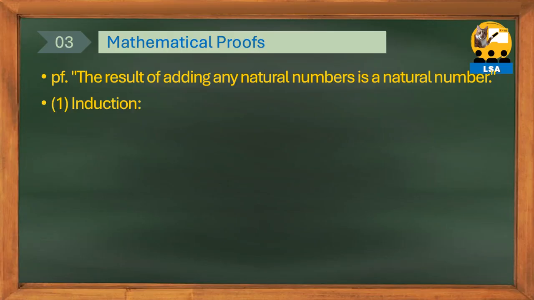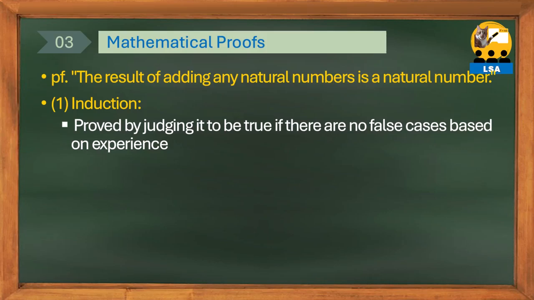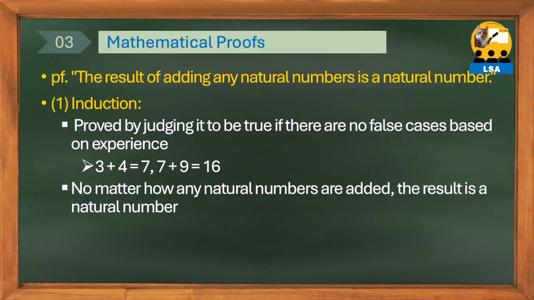There are induction and deduction methods for proving propositions. Induction is a method that judges it to be correct and considers it proven if there are no cases where it is wrong based on experience. When proving closure, if you actually add two natural numbers and show that 3 plus 4 is 7, which becomes a natural number, or 7 plus 9 is 16, which becomes a natural number, you have proven it by induction. No matter how you add any natural numbers, you never get a non-natural number, so since there are no counterexamples, we accept that it is a natural number.